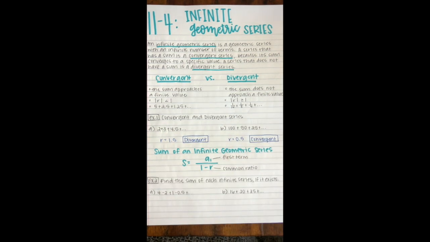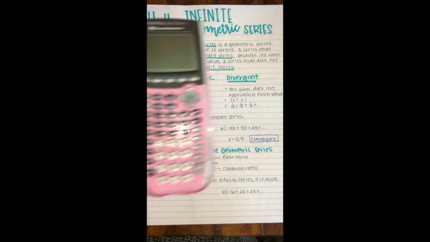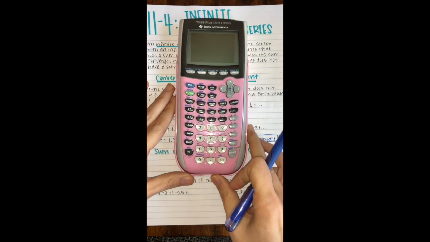Okay, so now we're going to find the sum of these infinite series, so we have to have that sum formula. It's a little bit easier than our last sum formula. The sum is the first term over 1 minus the common ratio. One thing to know is, remember, if it is convergent, it has a sum. If it's divergent, it does not have a sum. So we still need to answer that question first. I'm going to put the calculator here so you can see this.